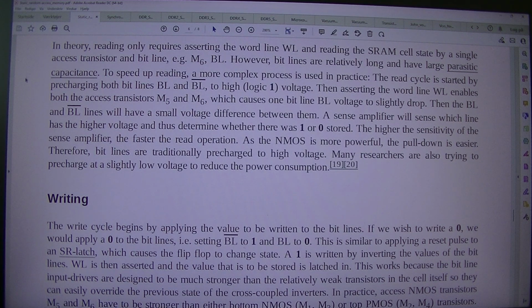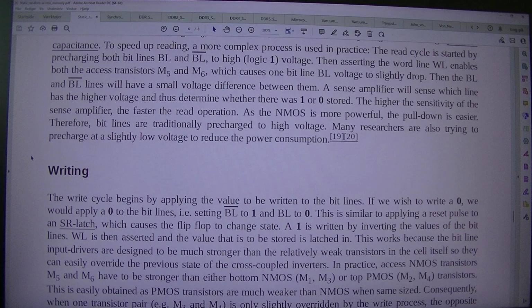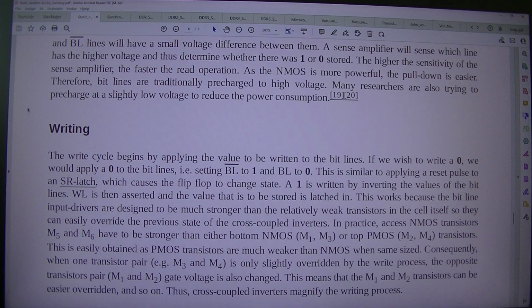A sense amplifier will sense which line has the higher voltage and thus determine whether there was a 1 or 0 stored. The higher the sensitivity of the sense amplifier, the faster the read operation. As the MOS is more powerful, the pull down is easier. Therefore, bit lines are traditionally pre-charged to high voltage. Many researchers are also trying to pre-charge at a slightly lower voltage to reduce the power consumption.